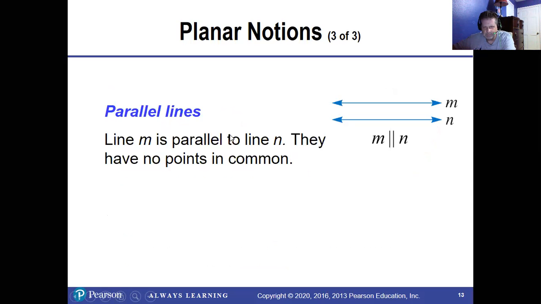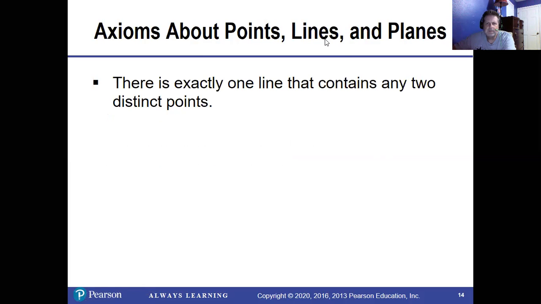Parallel, you probably remember this one. Parallel lines do not intersect. They have no common points. The symbol for parallel is the 2 bars. Remember, lines are lowercase cursive. So here's lower M, lower N. So line M and N are parallel. They do not intersect. All right.